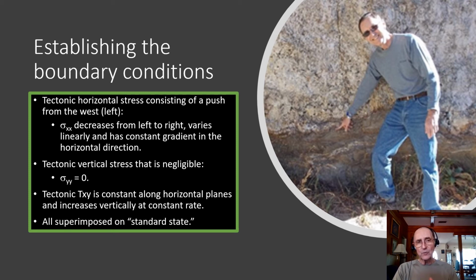In this model, I assumed a tectonic horizontal stress that consists of a push from the west, in other words, from left to right. So the horizontal tectonic stress decreases from left to right, varies linearly, and has a constant gradient in the horizontal direction. I also assume that the tectonic vertical stress is pretty much negligible, and the tectonic shear stress is constant along horizontal planes and increases vertically at a constant rate. All of this is superimposed on the standard state or the hydrostatic condition.